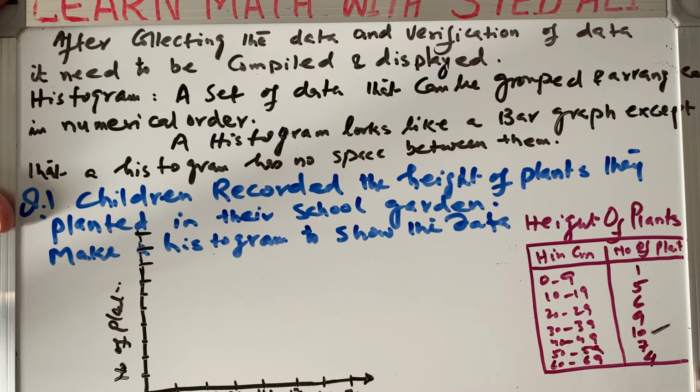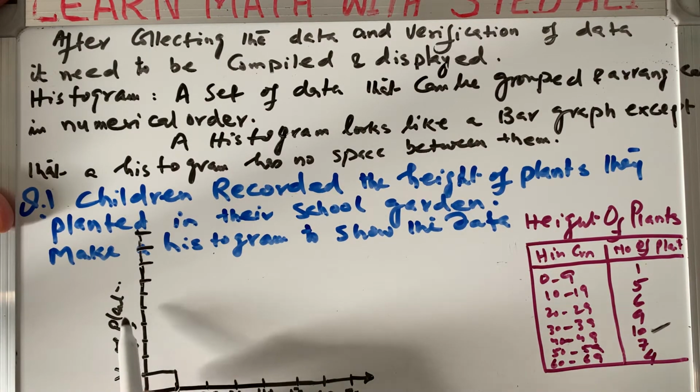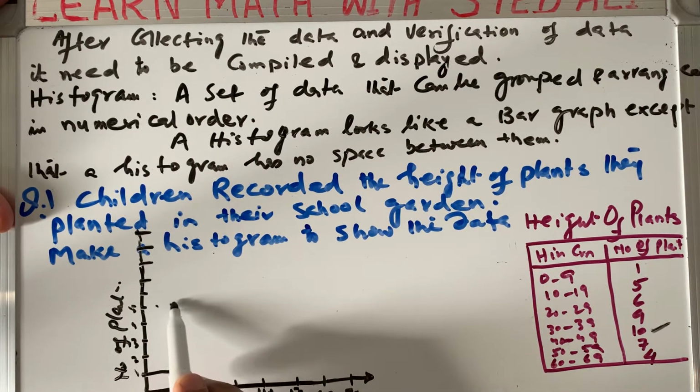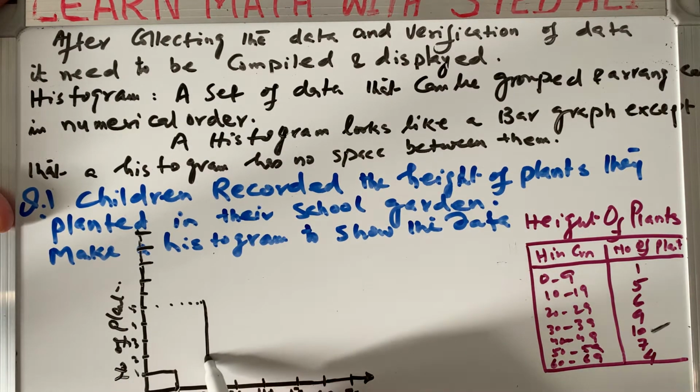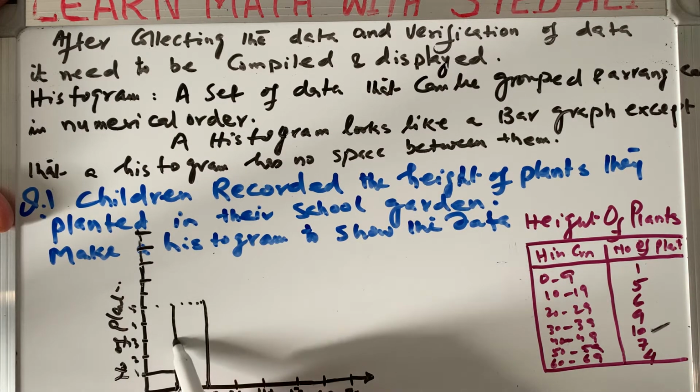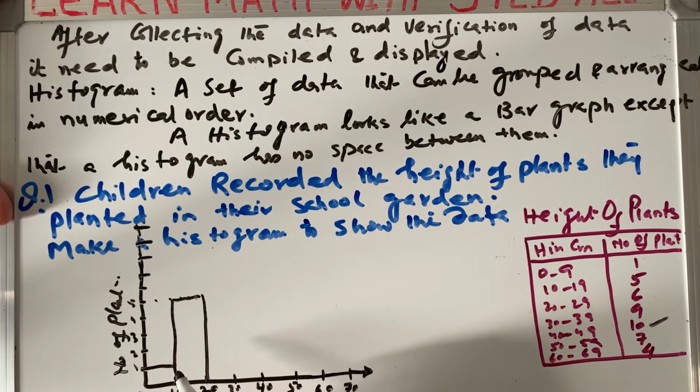So 0 to 9 height, up to here is 1. The number of plants they planted is 1, so it's here. And for 10 to 19, they planted 5. So 1, 2, 3, 4, 5. They planted 5, so 5 is here and your 20 is here, right? So you have it like this. Correct? So this is your number 2 data.